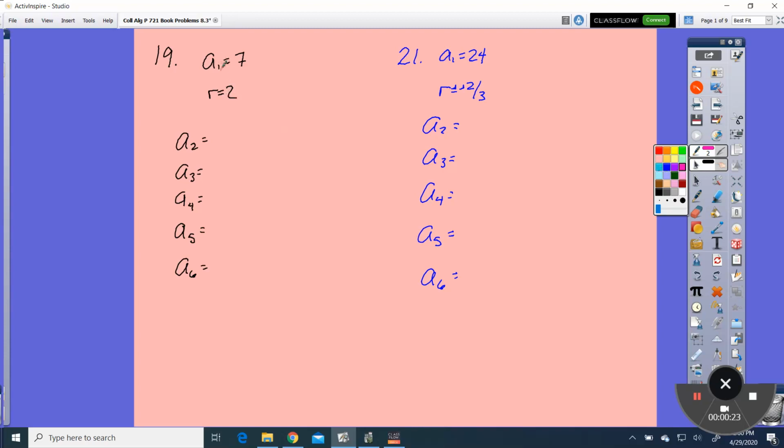So if a1 is 7 and we're multiplying by 2, the next one is just 2 times 7, which is 14. I'm multiplying that by 2 again, so that's 28. Multiply this by 2, so that is now 56. Double that, so that's 112, and double that is 224. So that's it. That's number 19.